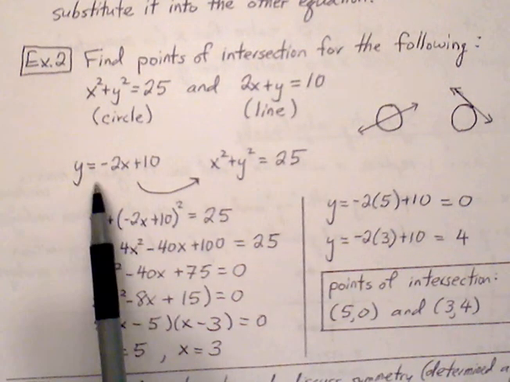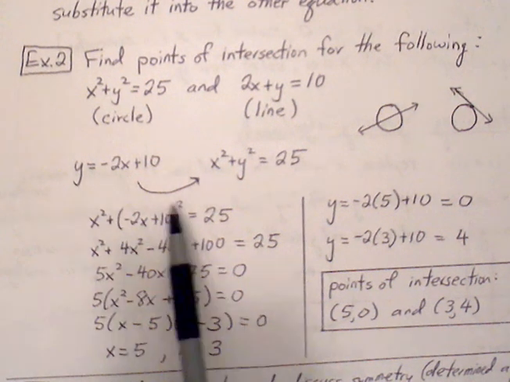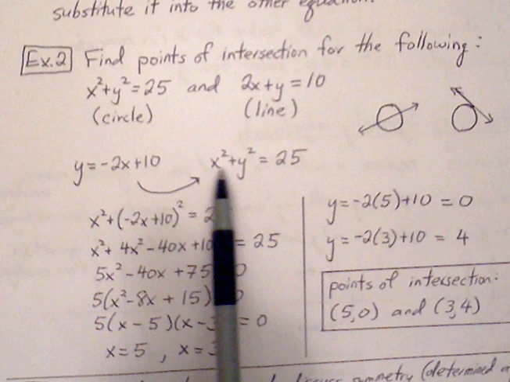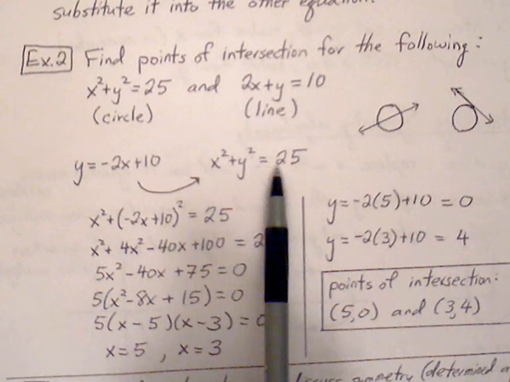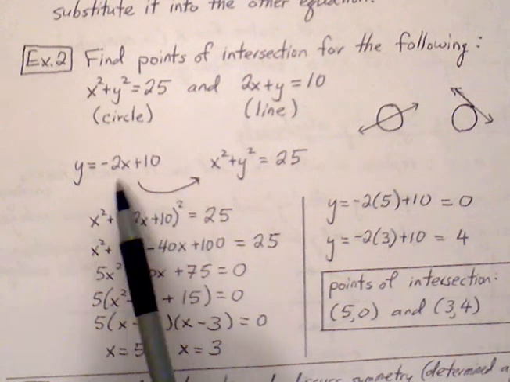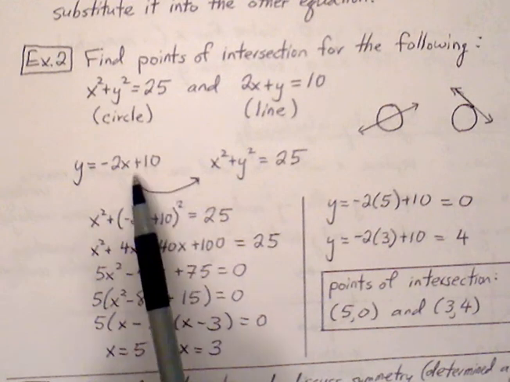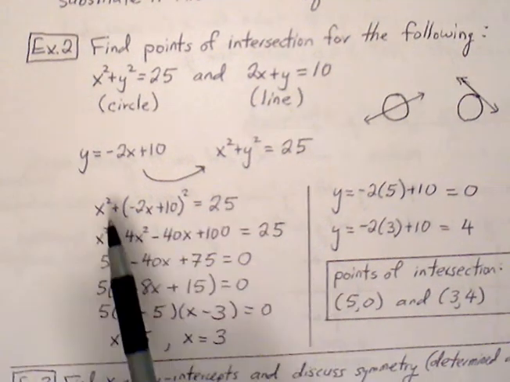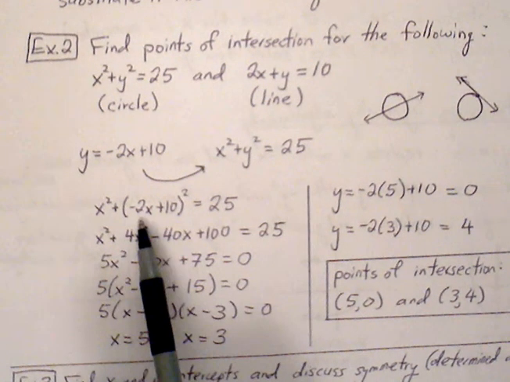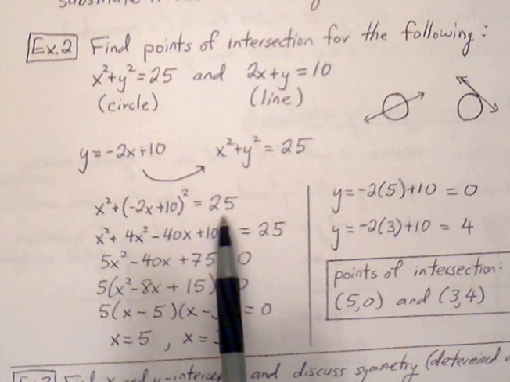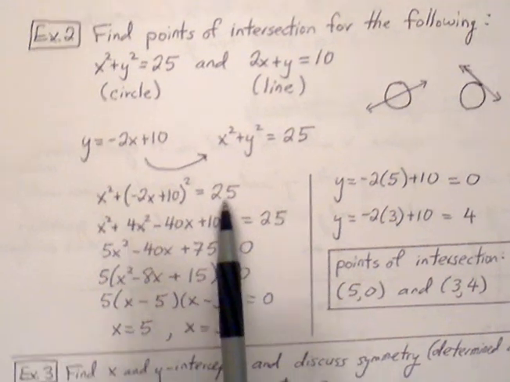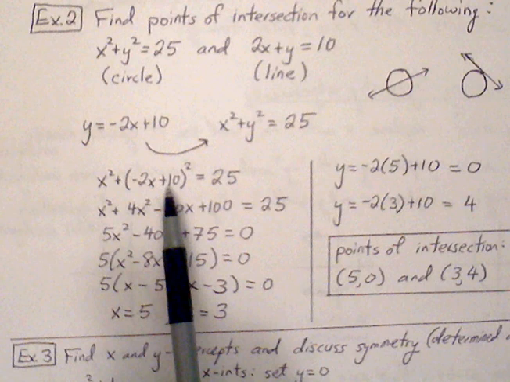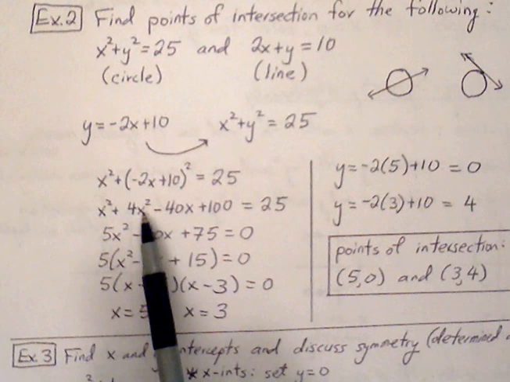And then once I solve for one variable, I'm going to substitute this back into the other equation so I can get this circle equation down to just one variable. So negative 2x plus 10, I'm going to replace that in for the y variable. Okay, so when I have that, I'm going to get x squared plus (negative 2x plus 10) quantity squared equals 25. And I can expand this binomial to become 4x squared minus 40x plus 100.